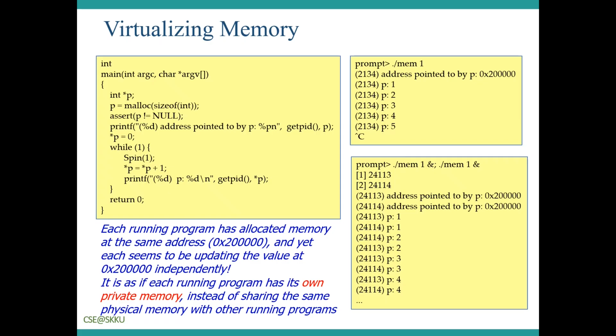Interestingly, each one allocates memory at the same address, 0x200000, but they all seem to be updating that address independently. It's like each program has its own private memory, even though they are technically running on the same machine and using the same physical memory.